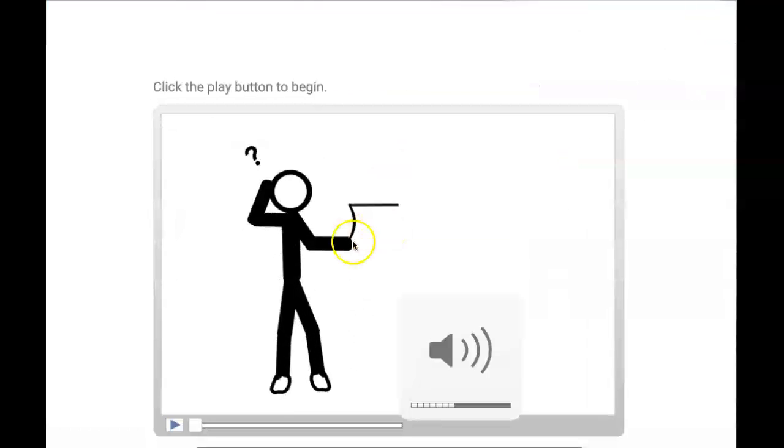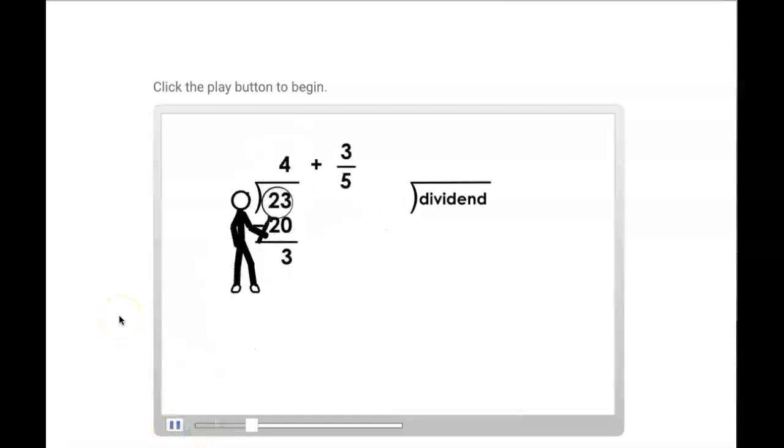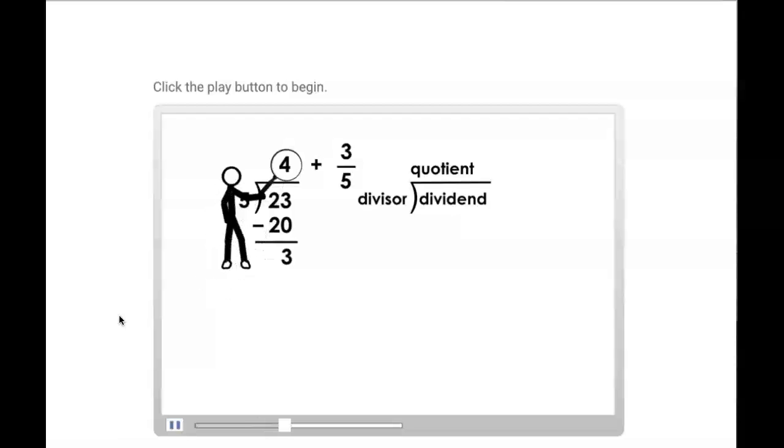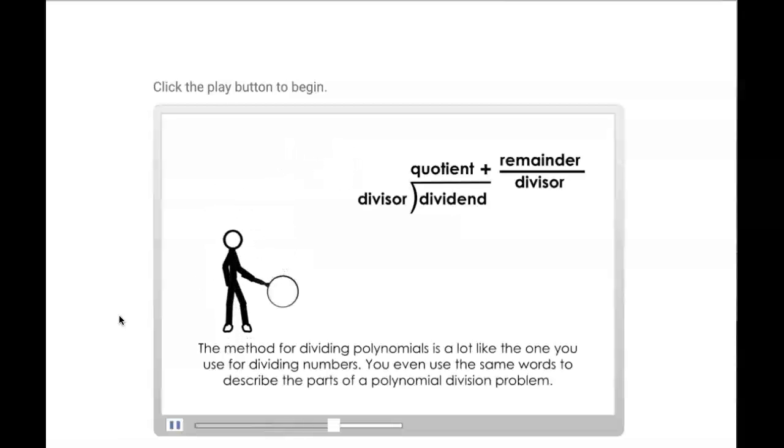So if we zoom in so we can watch this video here. First, review some words that describe the parts of a division problem. In this problem, 23 is the dividend, 5 is the divisor, 4 is the quotient, 3 is the remainder. The method for dividing polynomials is a lot like the one you use for dividing numbers. You even use the same words to describe the parts of a polynomial division problem.